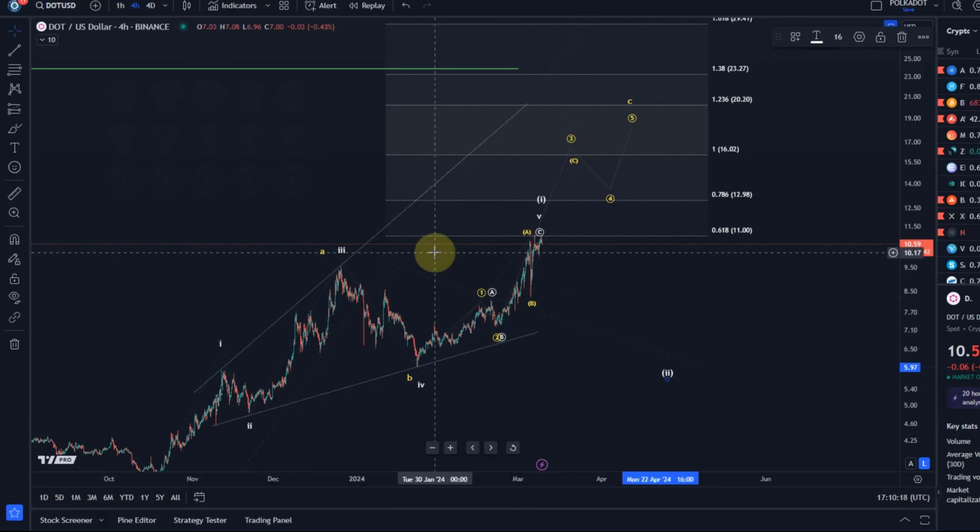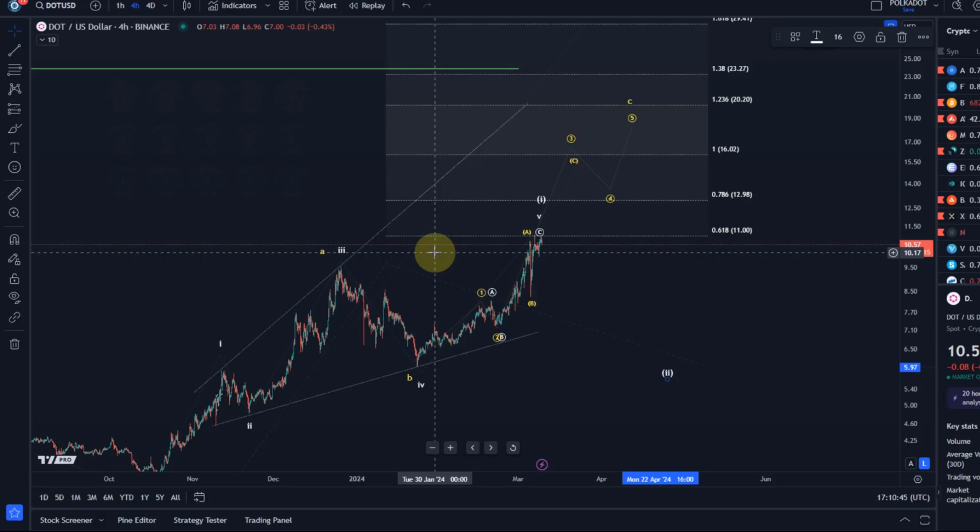Both of these structures that we're tracking are not really reliable structures. One is a diagonal, the other one is a messy ABC structure. But that's what we often get in crypto. The charts are often not great. DOT is certainly not one of the worst charts. There are really painful charts that hurt my eyes. I've got more than one. Anyway, that's just a side note.